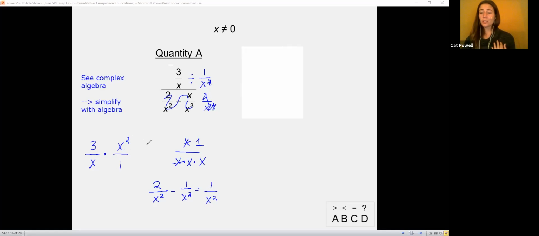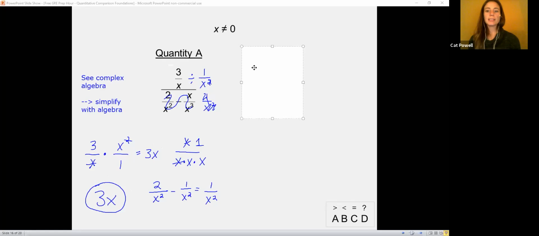And for me on the GRE, I think it's super important when you multiply fractions to always cancel first before you multiply. So I can cancel an x here with an x here, and I get 3x. So I have now turned this whole nightmare mess into something much simpler, into 3x. That is my new quantity A.